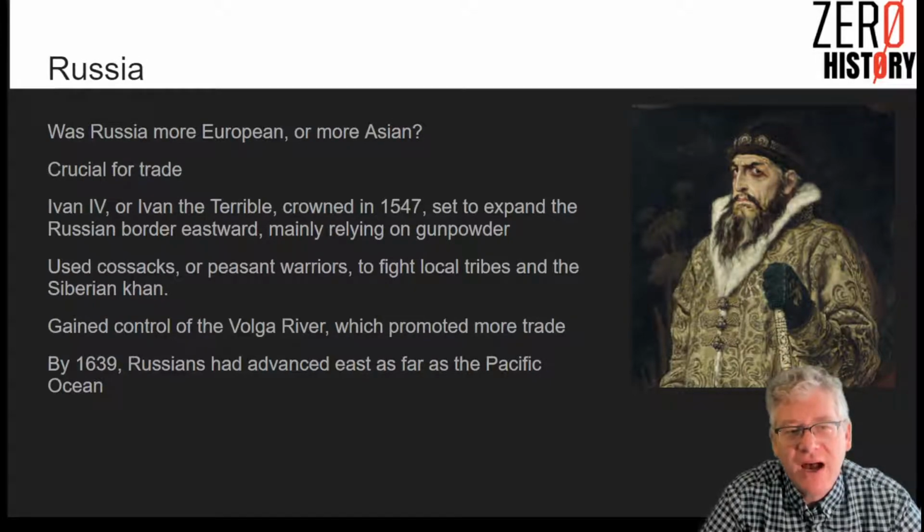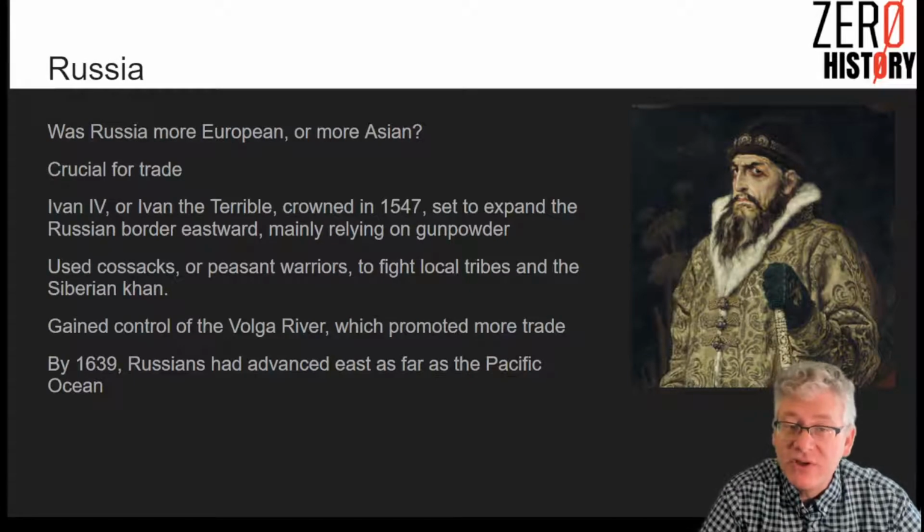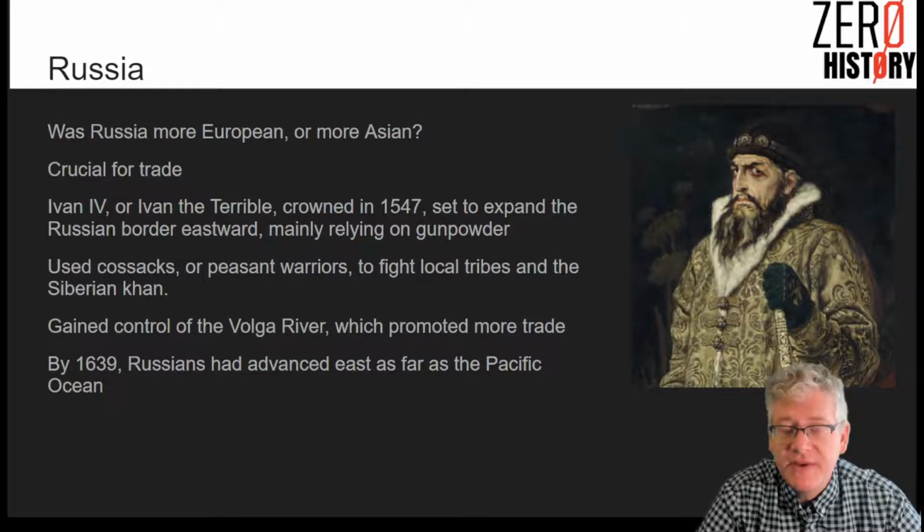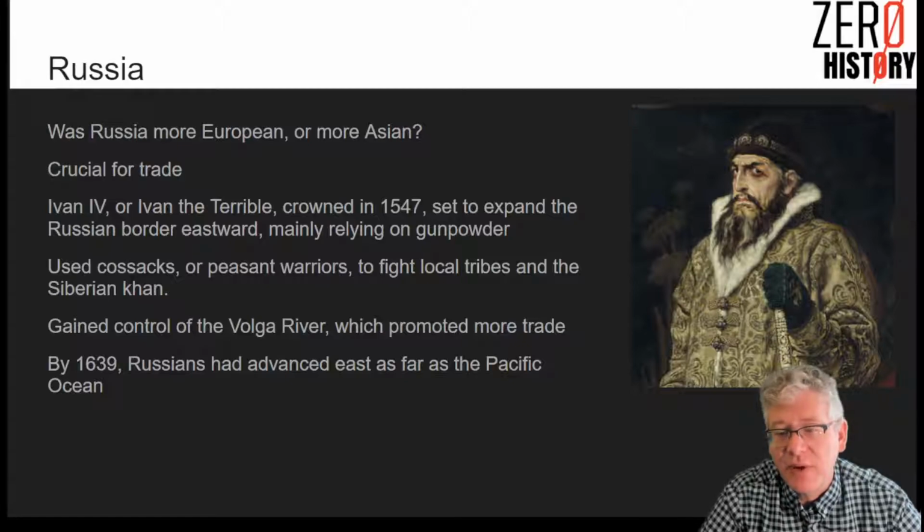He used what are called Cossacks, or peasant warriors. What they would do is free serfs who had control and authority and send them down to these areas to fight. These peasant warriors would fight local tribes and these Siberian Khans, and if they were able to do so, they could get their freedom. That was one of the benefits to the serfs.